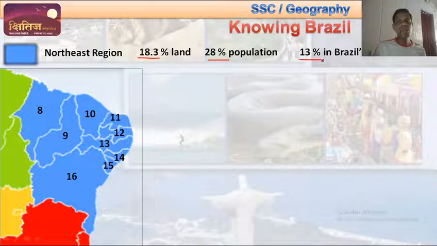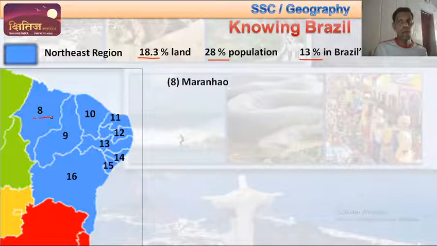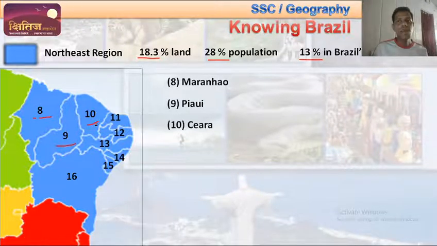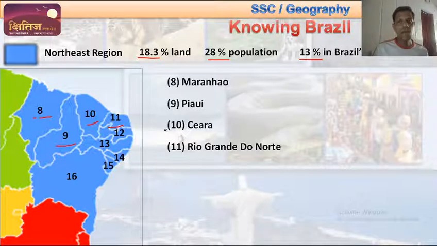Now let us see the names of the states. As I said, there are 9 states in this region. So we are continuing with the same number. Here we are not starting with number 1, we are starting with number 8. So the first one, number 8 here, is Maranhão. Number 9 here is Piauí. Then number 10 here, this is Ceará. Number 11 is Rio Grande do Norte. Okay, Rio Grande do Norte.